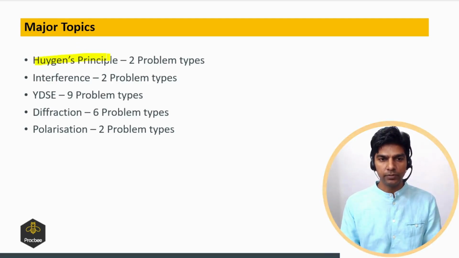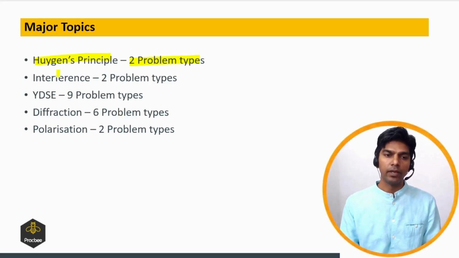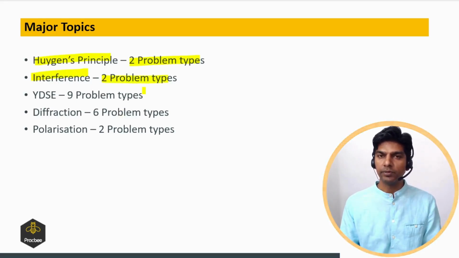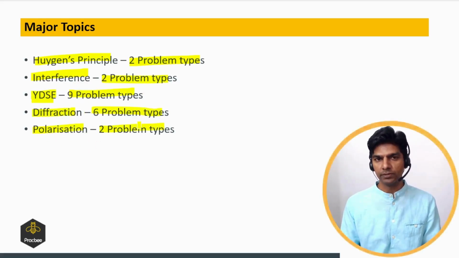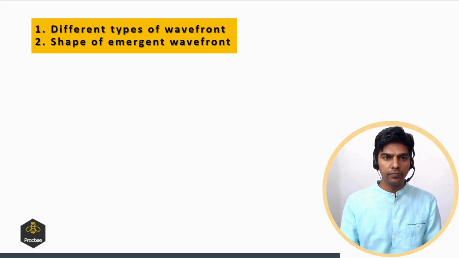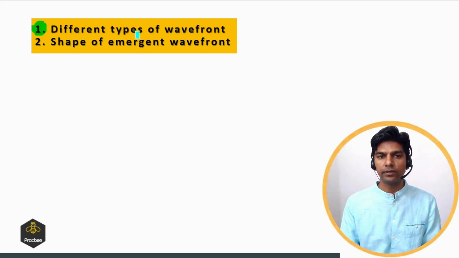Now we're going to focus on these major areas. First is Huygens principle, where I'll discuss around 2 problem types, then interference around 2 problem types, then Young's double slit experiment around 9 problem types, then diffraction 6 problem types, and polarization 2 problem types. Now let us start with the Huygens principle. In Huygens principle, we're going to discuss 2 problem types. First is the different types of wavefront, and the second is the shape of the emergent wavefront. Let us see these problem types one by one.